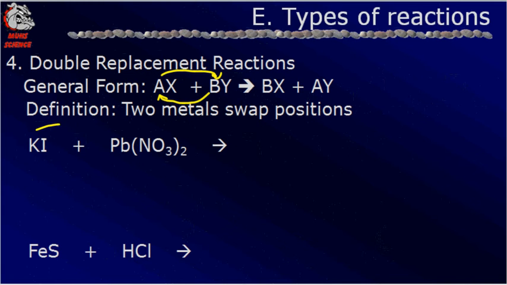So in this example right here, and I just draw the arrows as a teaching tool, the potassium and the lead are going to switch positions. So the lead is going to bond with the iodine. And when we write the formula, we have to figure out what type of lead this is. We know nitrate is a -1, and there's 2 of them, so the total charge from the nitrates is -2. So this lead over here must indeed be a +2 lead.